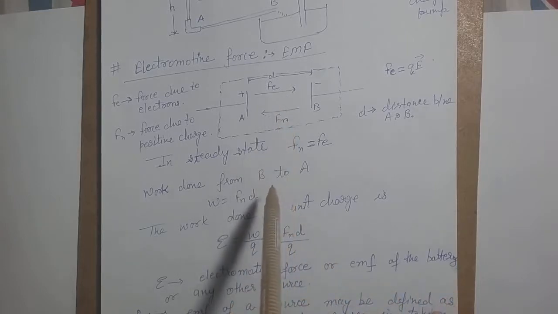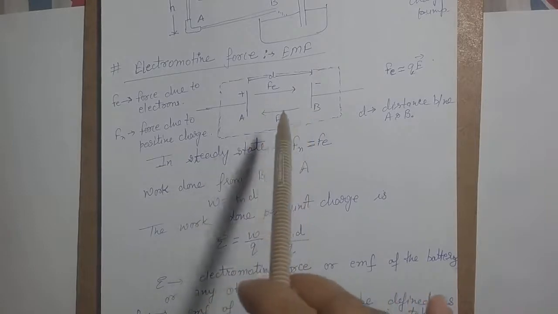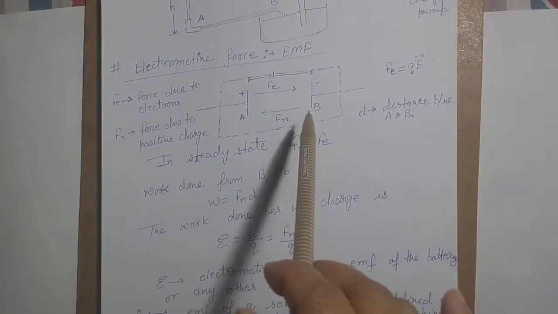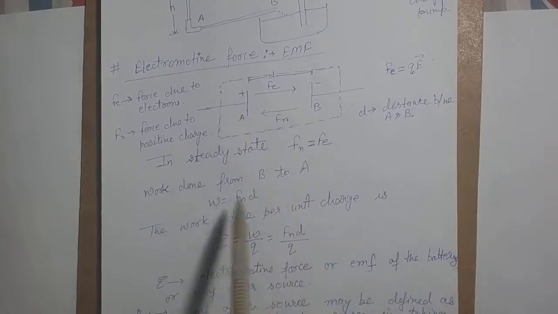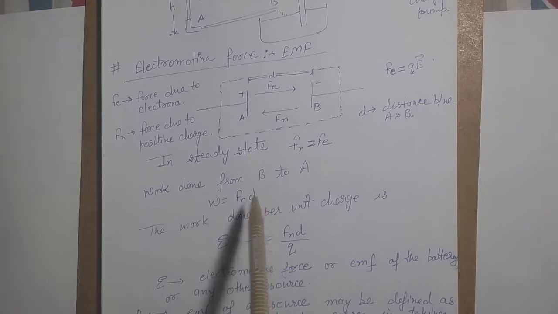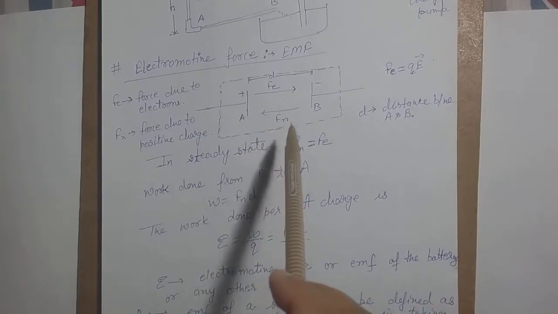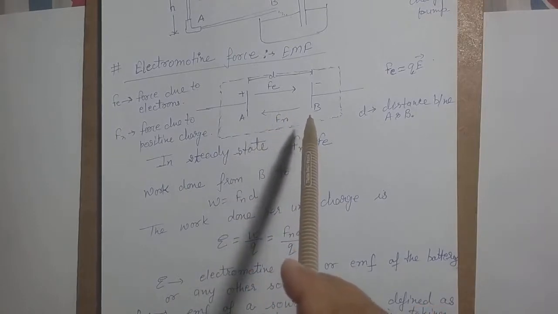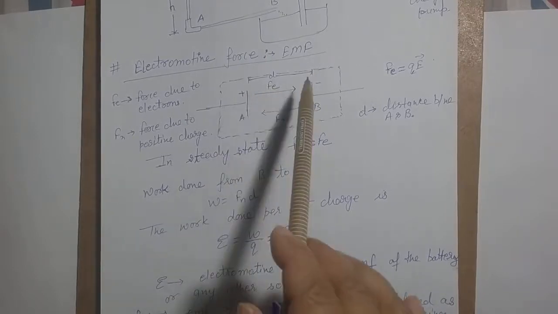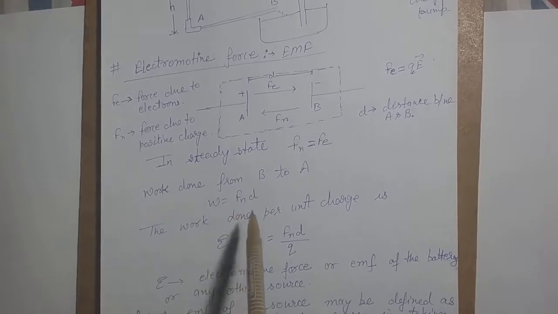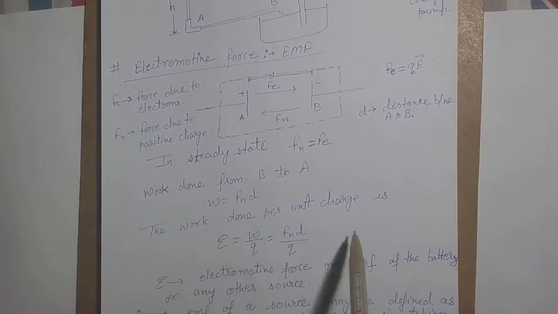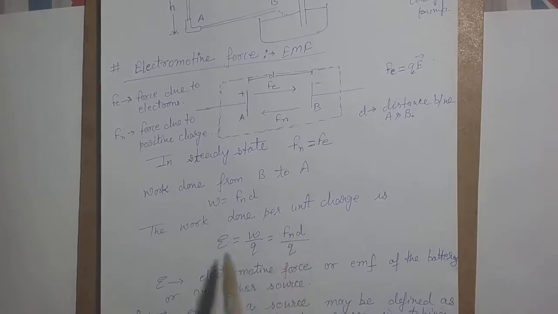Now what if we make the charges move from B to A? That is, electrons are being transferred from B to A. In that case, what will be the work done? Work done will be force into the separation. Fn is the force with which the electrons are travelling from plate B to A, covering a distance d. So the work done will be Fn into d, and the work done per unit charge is force into displacement upon charge. Now we know that work done per unit charge is the potential. Here we are considering this as E.